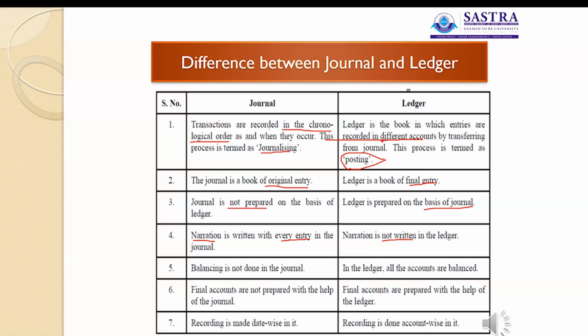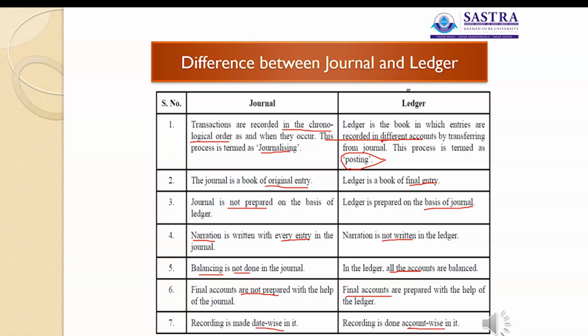Balancing is not done in the journal, but in the ledger all the accounts are balanced. Final accounts are not prepared with the help of journal, but in the ledger, final accounts are prepared with the help of ledger. Here recording is made date-wise, but here recording is done account-wise.